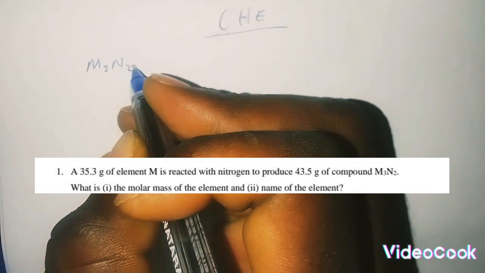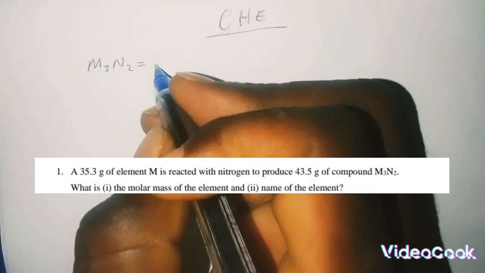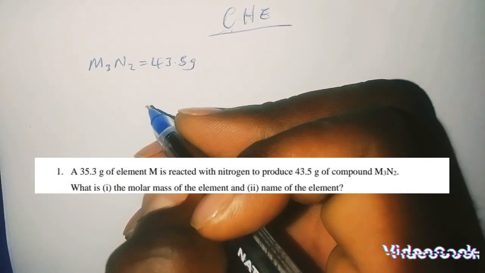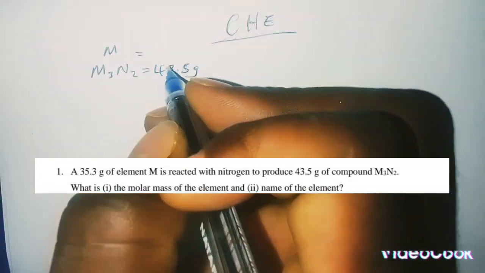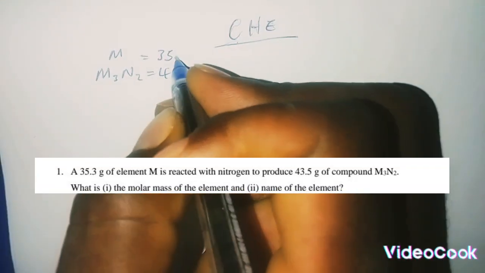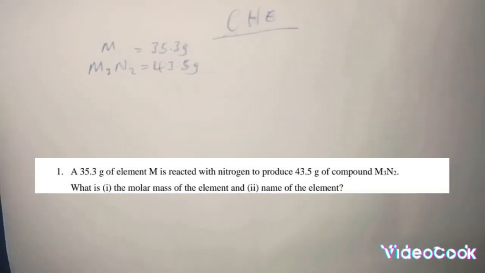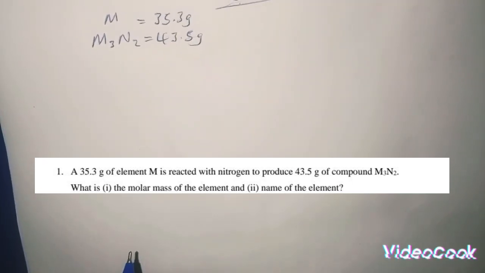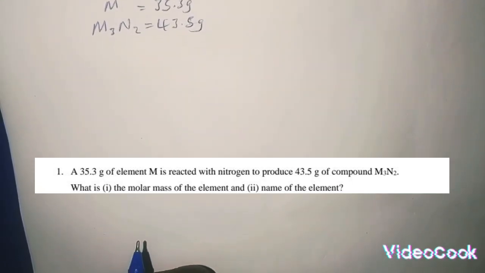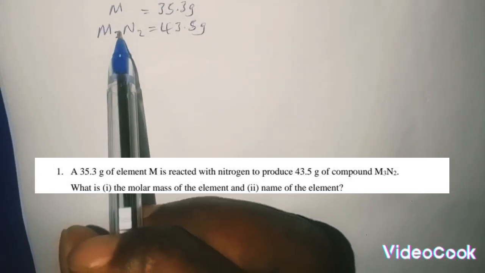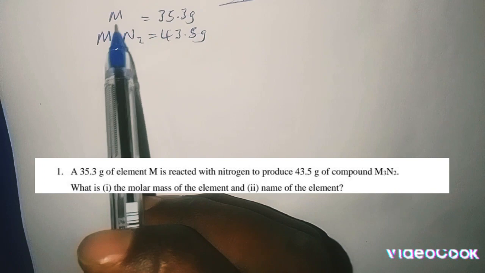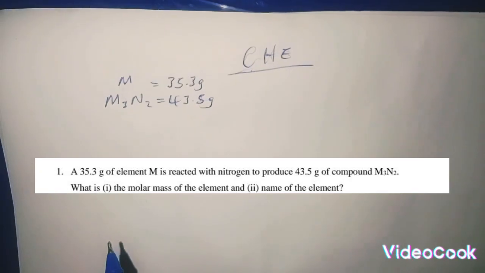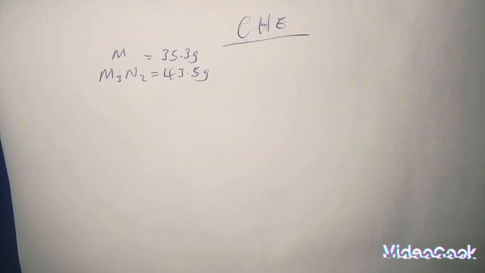They are saying this substance had a mass of 43.5 grams, and element M had a mass of 35.3 grams. Now, the question further reads, number 1, what is the molar mass of the element? So they want us to calculate the molar mass of this element, which is M here. Number 2, they want the name of the element. Now, for us to solve this question, it is just simple and straightforward.